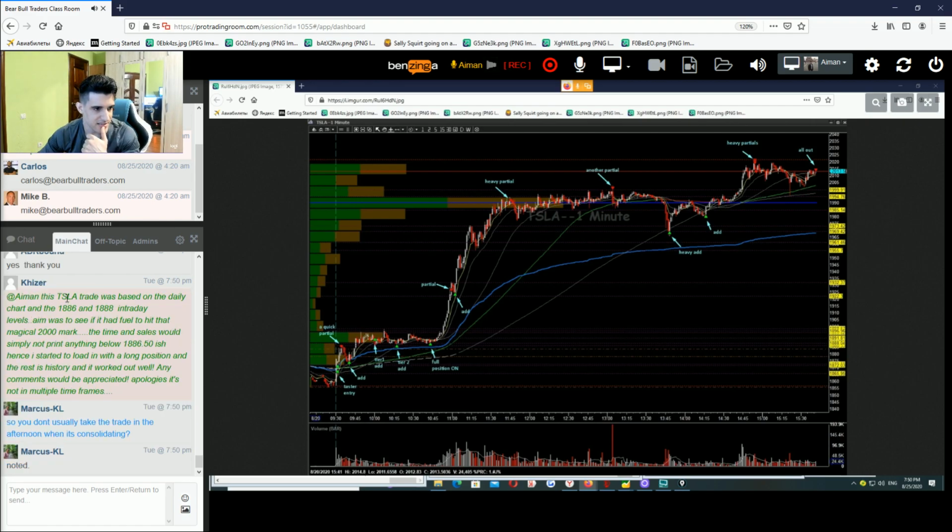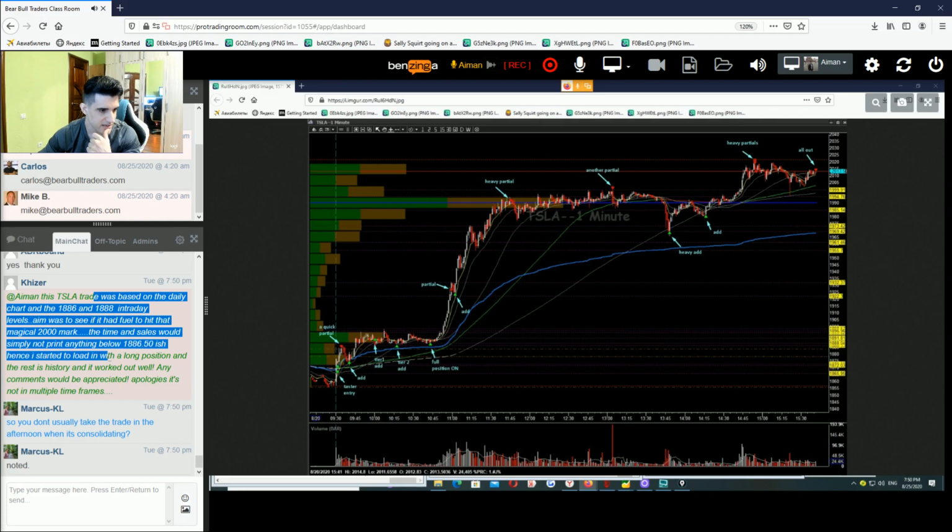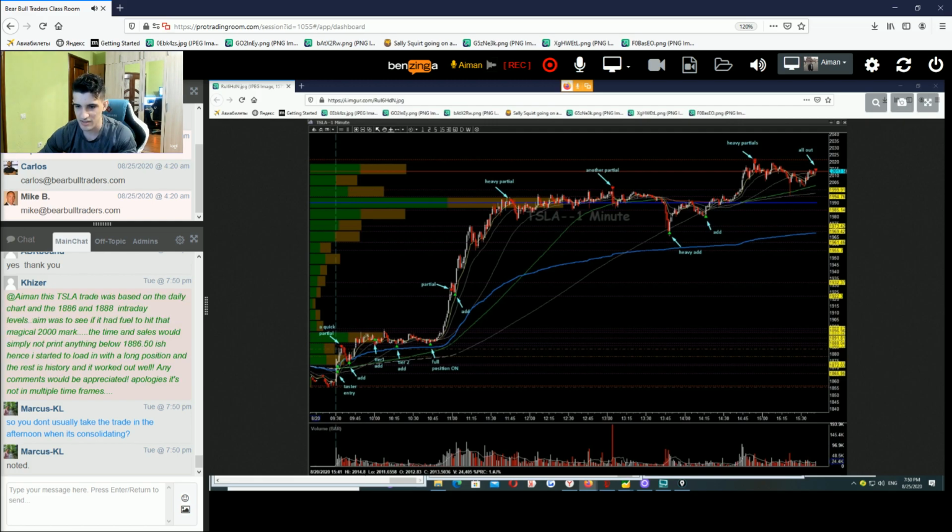Heather traded Tesla, and the Tesla trade was based on the daily chart at the 1886 and 1888 intraday levels. Aim was to see if it had fuel to hit that magical 2000 mark. The time and sales would simply not print anything below 1886.50ish, so he started to load in with a long position, and the rest is history that worked out well. So let's see what Heather did.